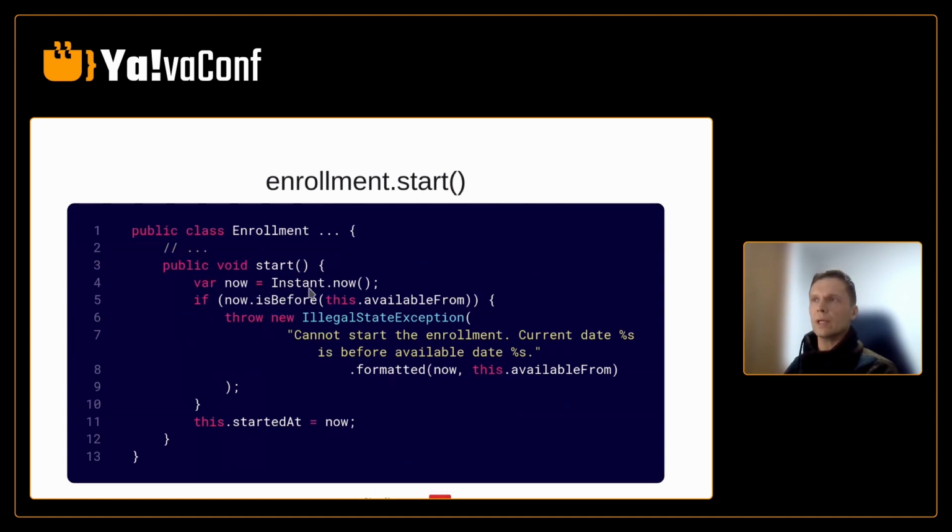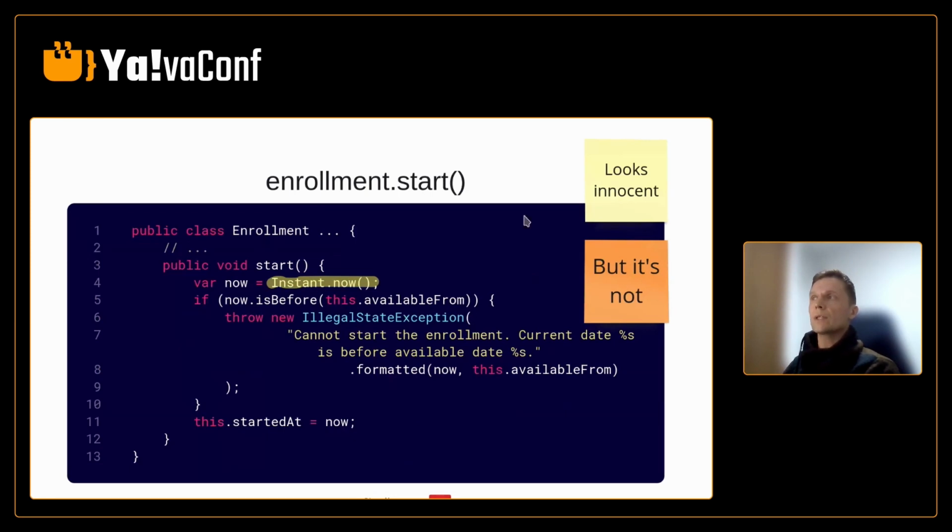In line 4, we create an Instant.now, and then we just use this now to check whether we can start this enrollment, because it was available. We are comparing this together with the available-from date. However, this looks very innocent. However, it's not. This call over here is essentially a Pandora's box for you.